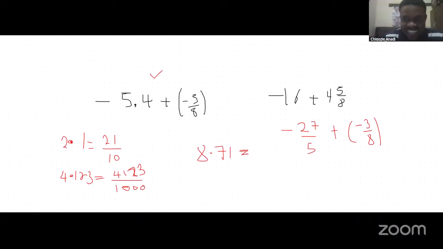So we'll be having minus 27 over 5 minus 3 over 8. And now you can solve this particular fraction. You can use the butterfly method, or the equivalent fraction method just to make the denominator the same. You still arrive at the same answer. Are you looking confused? But you can solve this, right?